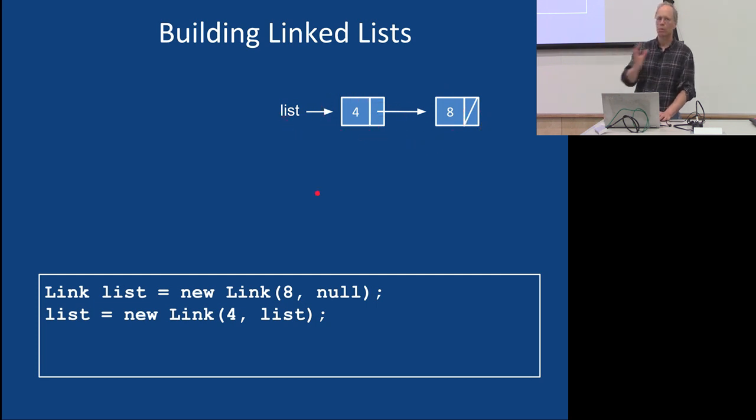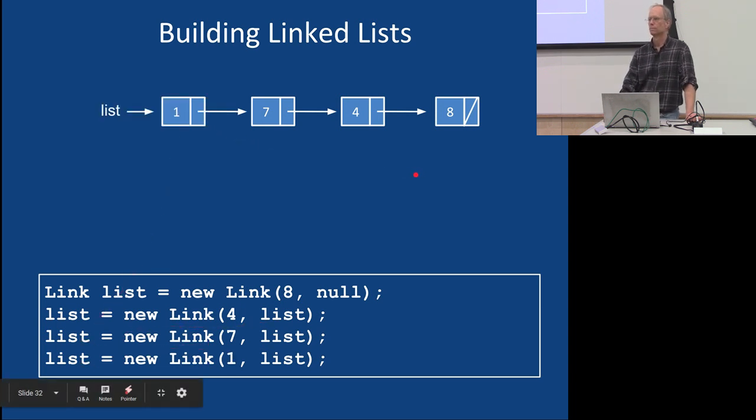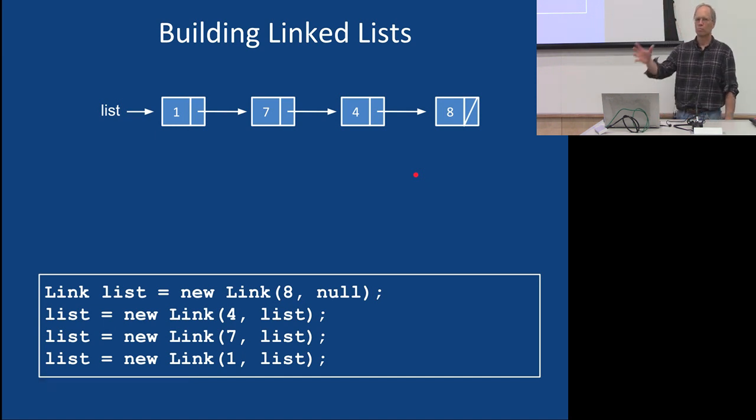So we're just working backwards. We're adding things to the beginning. So to add on the next thing, we say list equals new link 7 list. So this box contains 7, and this refers to the thing that list referred to at the time the link was created. And now list refers to this, and then finally you go there. And that's how you can build a list.